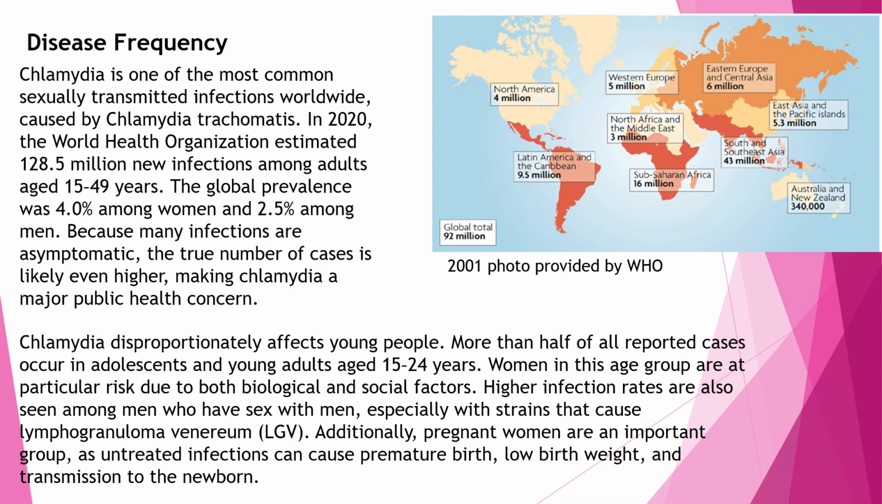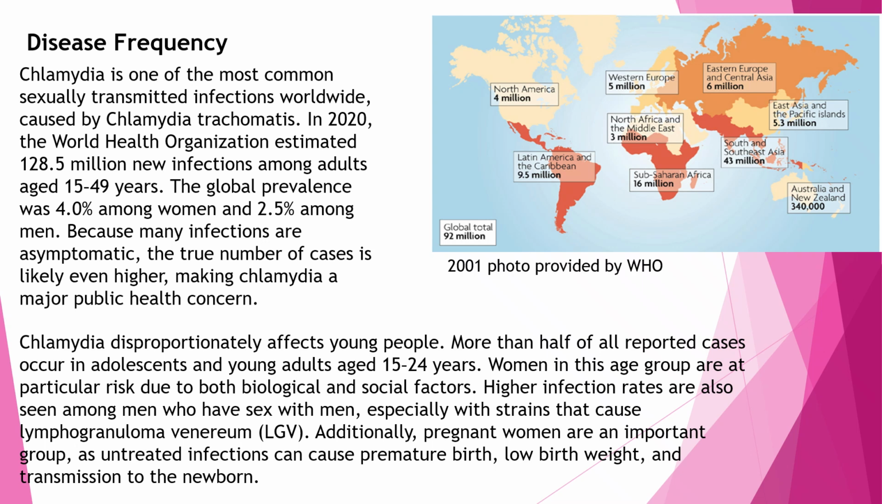to spread within communities. So in the right-hand corner up here, we have a photo from 2001, which was provided by the World Health Organization, showing the estimated amount of cases in different parts of the world. Chlamydia is one of the most common sexually transmitted infections worldwide, which is caused by Chlamydia trachomatis. And in 2020, the World Health Organization estimated 128.5 million new infections among adults aged 15 to 49 years old. The global prevalence was around 4% among women and 2.5% among men. Because many infections are asymptomatic, the true number of cases is probably even higher than that, which makes chlamydia a major health concern.